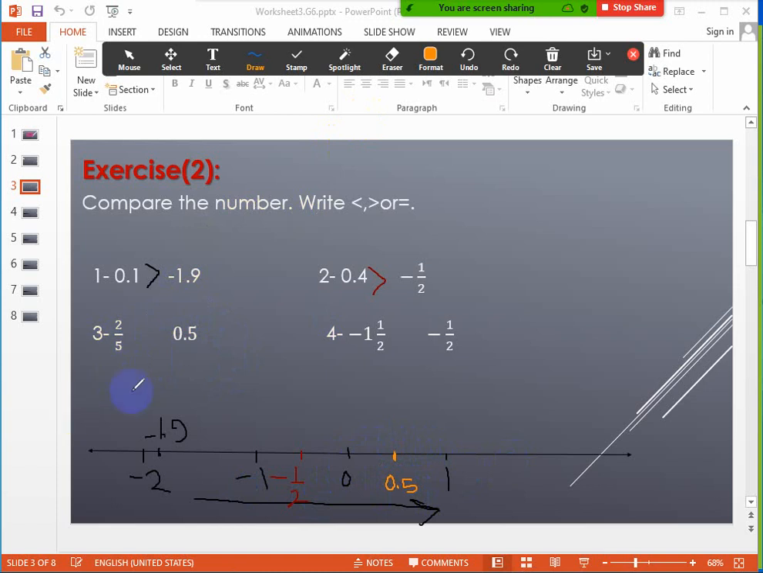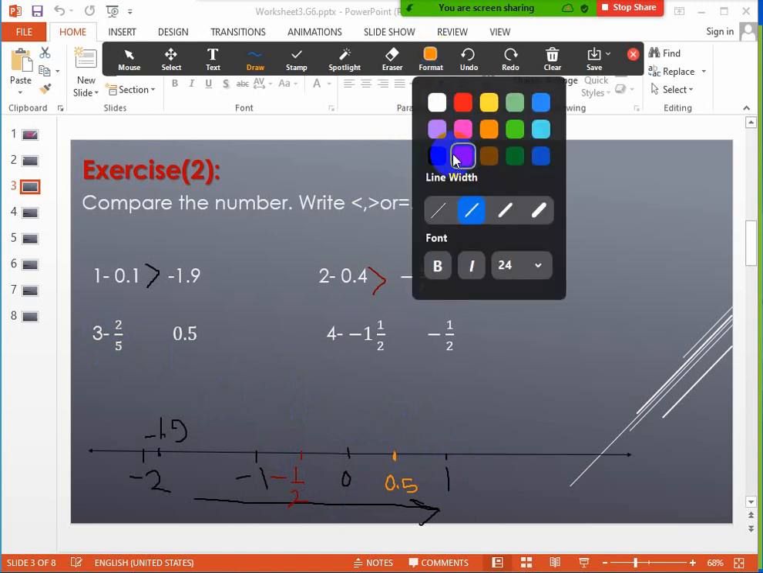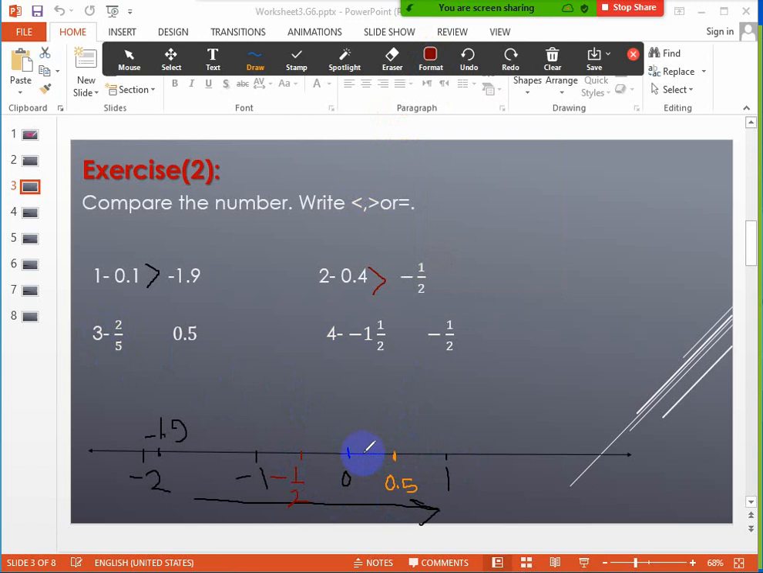2 over 5, if I want to locate this number on the number line, you have to divide the distance between 0 and 1 into 5 equal parts, right? Because 2 over 5 is a fraction between 0 and 1. So if you divide it into 5 equal parts like this, it will be 2 over 5. That means I have to move 2 parts of 5 parts. So the point will be here. This is 2 over 5.